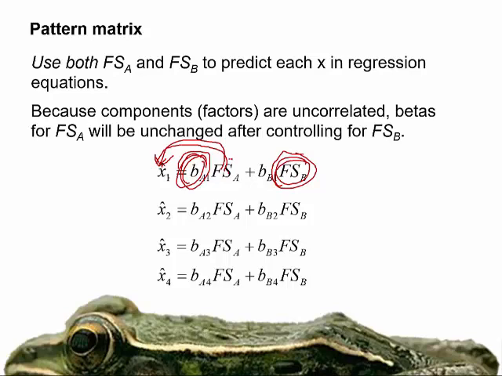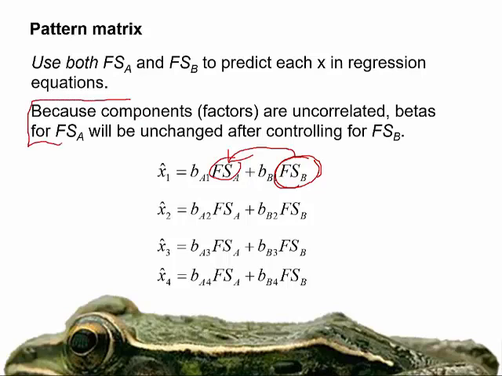Recall that factor score A and factor score B are orthogonal. They're uncorrelated. And what that means is because they're orthogonal, the effect of factor score A by itself or the effect of factor score A after controlling for factor score B is the same thing. It doesn't change after controlling for factor score B because factor score B has nothing whatsoever to do with factor score A. The correlation between these two factors is zero. So the effect of A by itself is the same as the effect of A controlling for B.